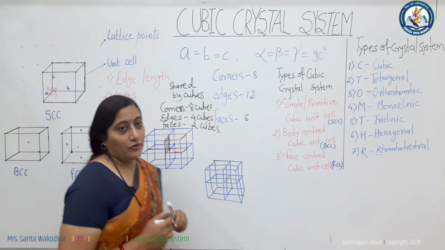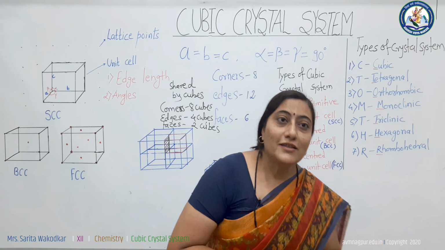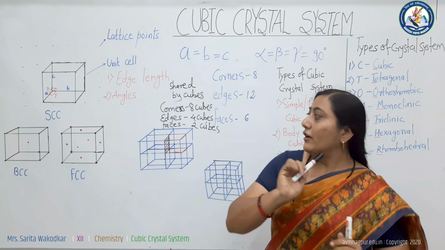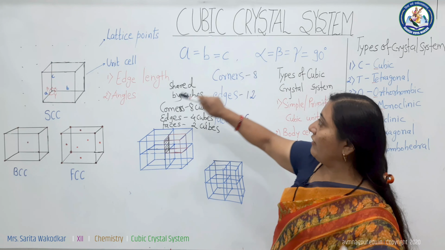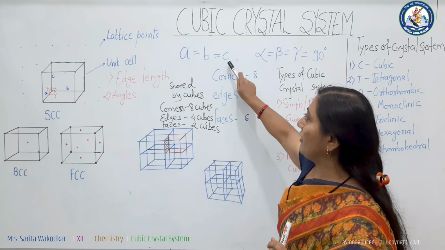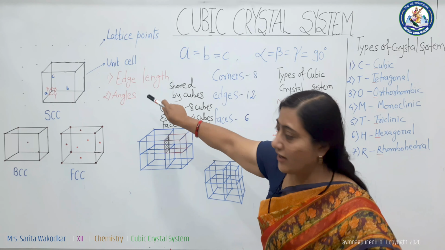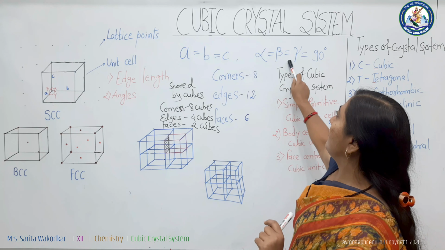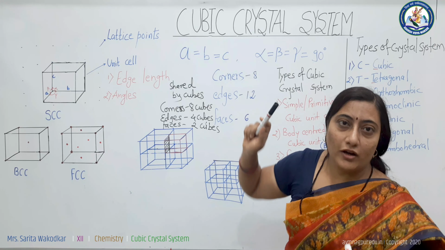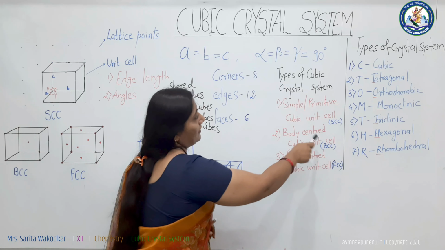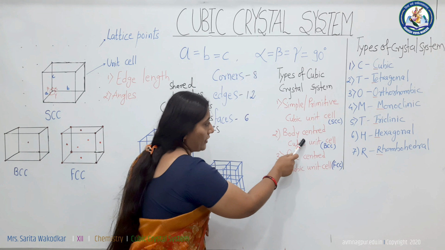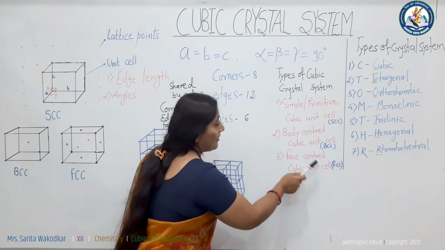So this is about the cubic crystal system. Now see what is meant by cubic crystal system. If A is equal to B is equal to C, all the edge lengths are the same and the angles between them are perpendicular to each other. Then there are three types of cubic crystal systems: simple cubic unit cell, body centered cubic unit cell, face centered cubic unit cell.